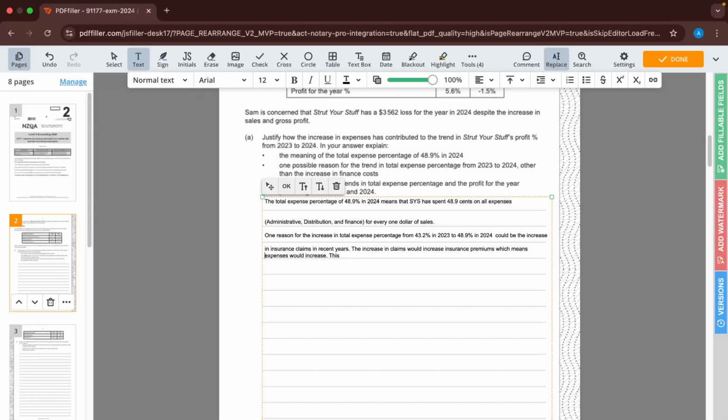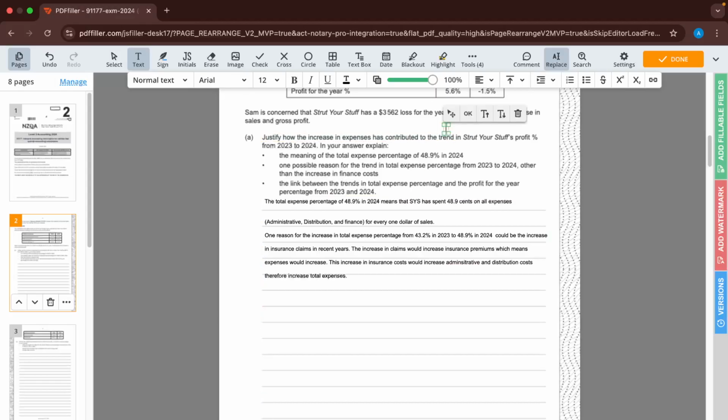Just chuck that on a new line for you guys, sorry. You really want to spell it out and make it super straightforward. So maybe here I'd say this: an increase in insurance costs would increase administrative and distribution costs, therefore increasing total expenses. Yeah, so that there is kind of what they're looking for in those first two bullet points.